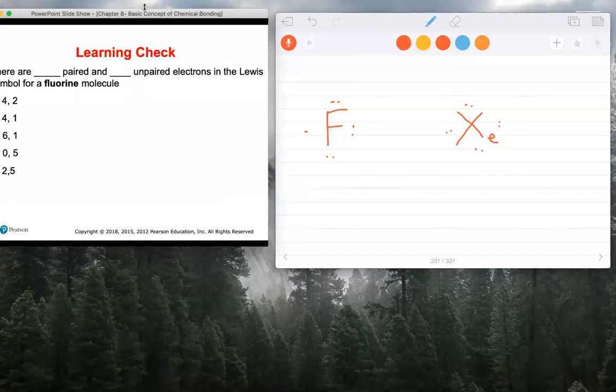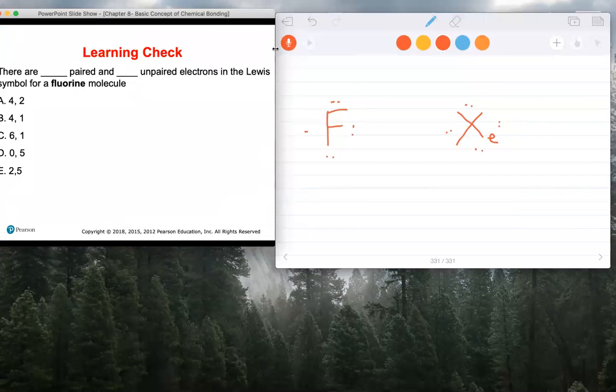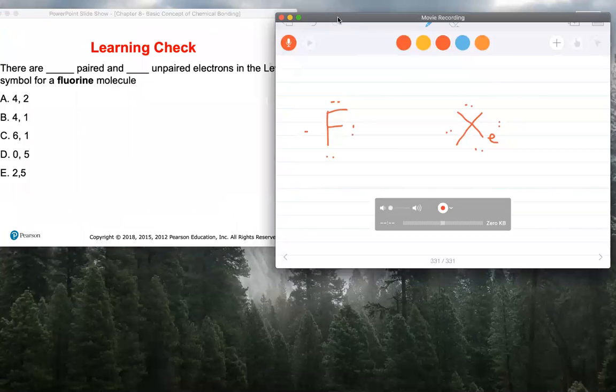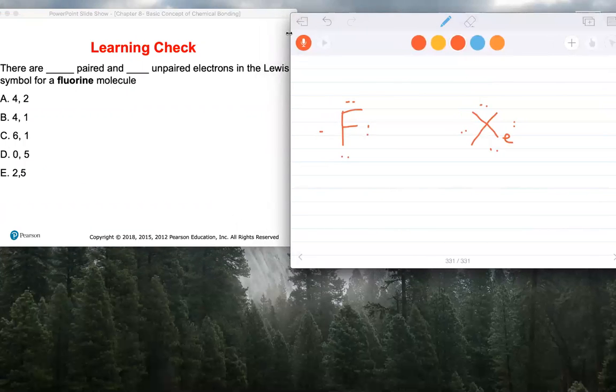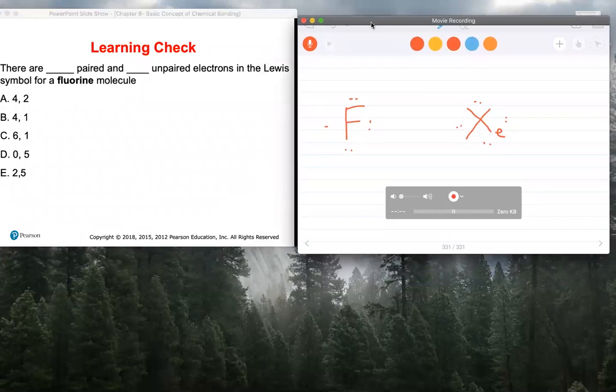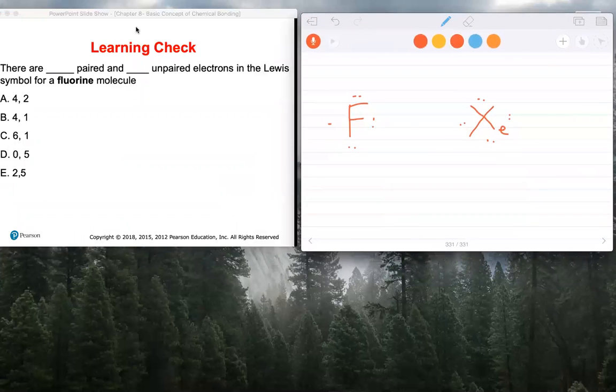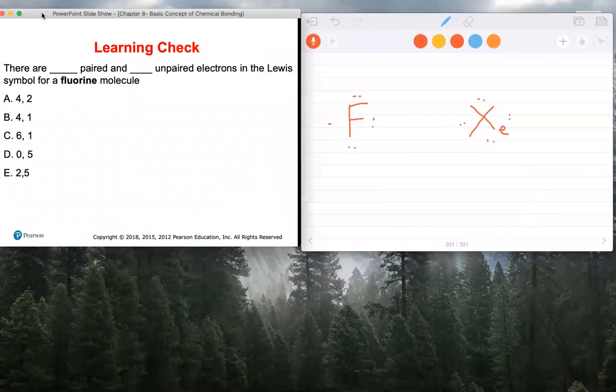Now, here is another question on the symbol. You should have your periodic table ready. There are some terms they expect you to remember, some concepts we looked at earlier. They are dash paired and dash unpaired electrons in the Lewis symbol of fluorine molecule.